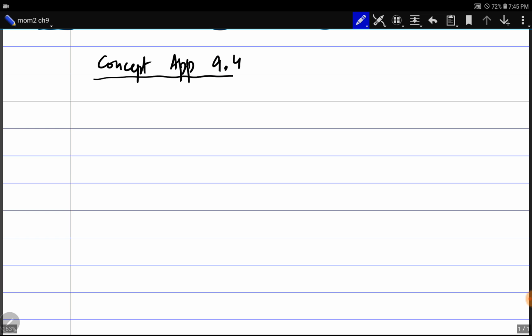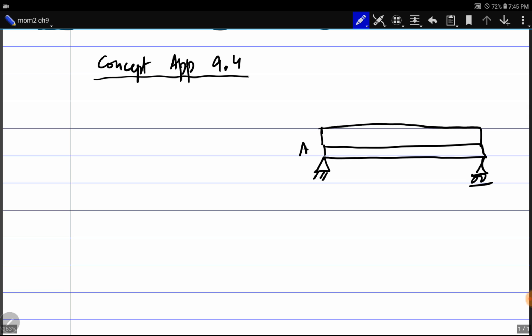Example 9.4. A simply supported beam, and A is pinned and B is roller support. It is under a uniformly distributed load W. Total length of the beam is L.